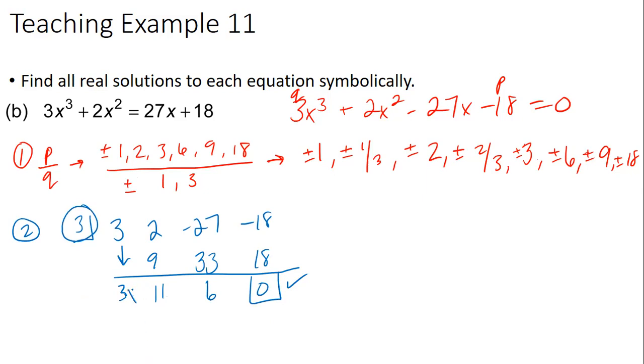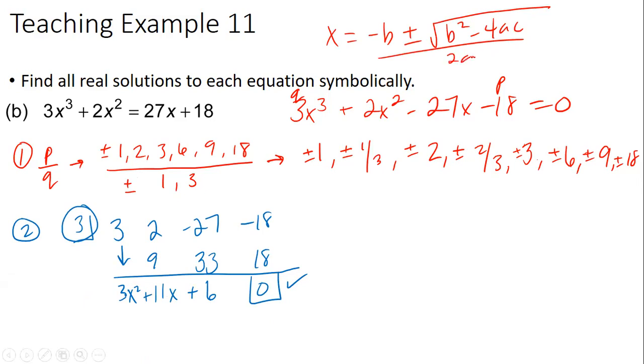Okay, so that brought us down to 3x squared plus 11x plus 6, which means that now we can just use the quadratic formula. X equals negative b plus or minus the square root of b squared minus 4ac divided by 2a. So we have x equals negative 11 plus or minus the square root of 11 squared minus 4ac divided by 2a.